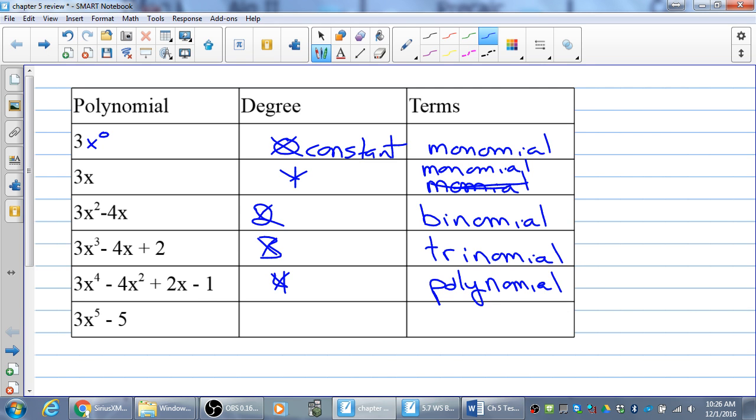Okay, I need to refocus. Constant, linear. I was thinking just fundamental theorem of algebra, how many answers there are. I apologize. This is a quadratic. Now I feel silly. This is a cubic. And this is a quartic. And this is as far as we go with 5, quintic.